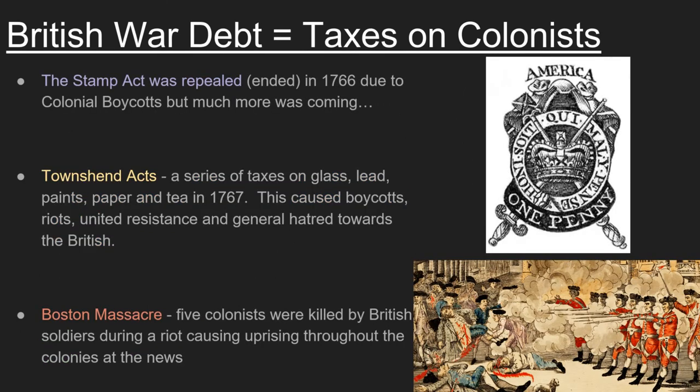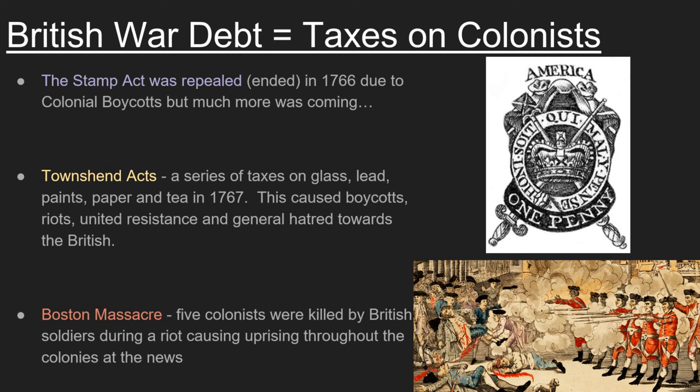All right, the Stamp Act was soon enough repealed within just a couple short years here. And repealed just means it was pulled back. It was peeled back, right? In 1766 due to colonial boycotts. But much more was coming. And so what this did is this kind of inspired the colonists. If we boycott and we resist, we kind of get our way. So we see something starting to unfold here.